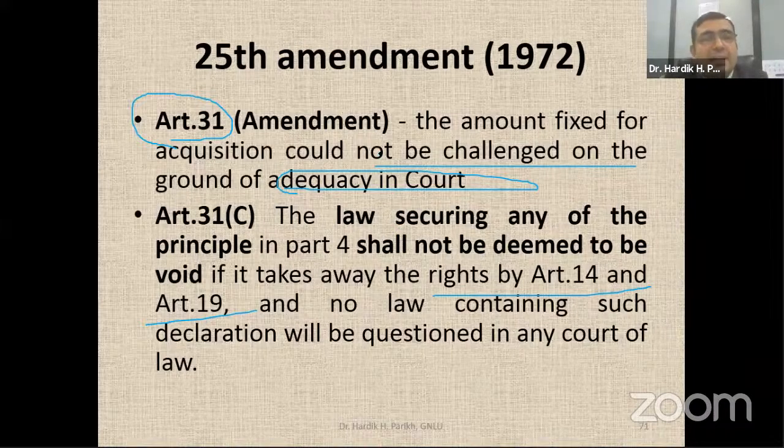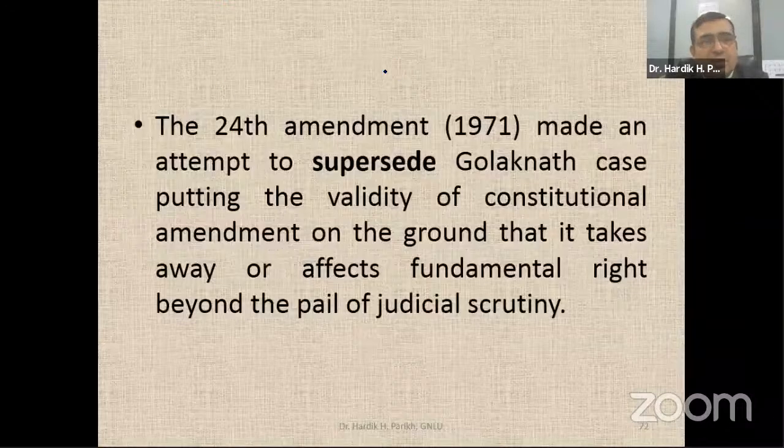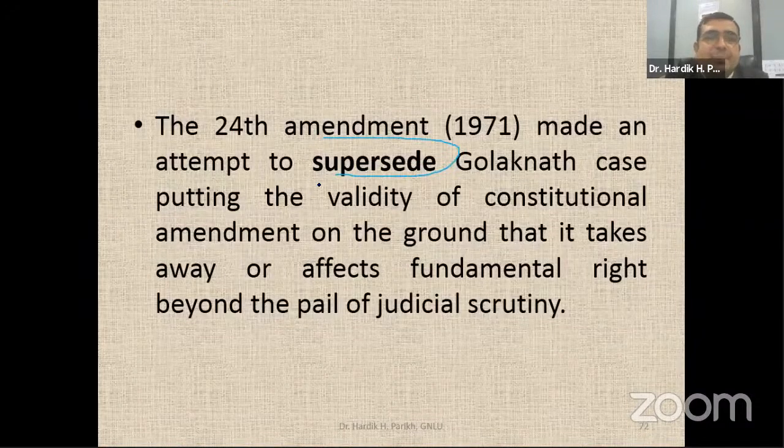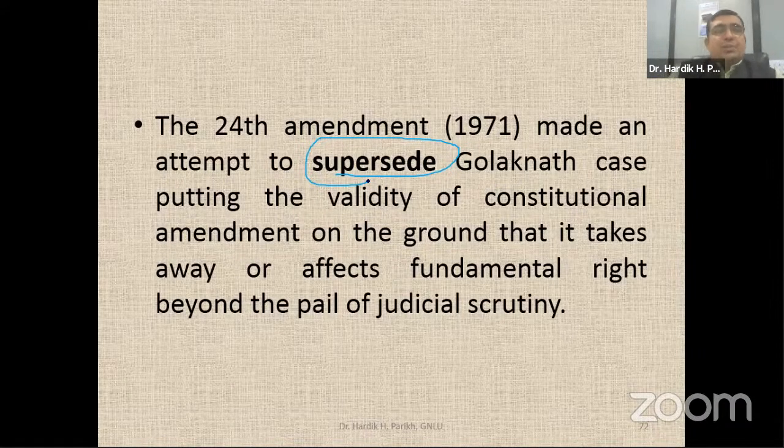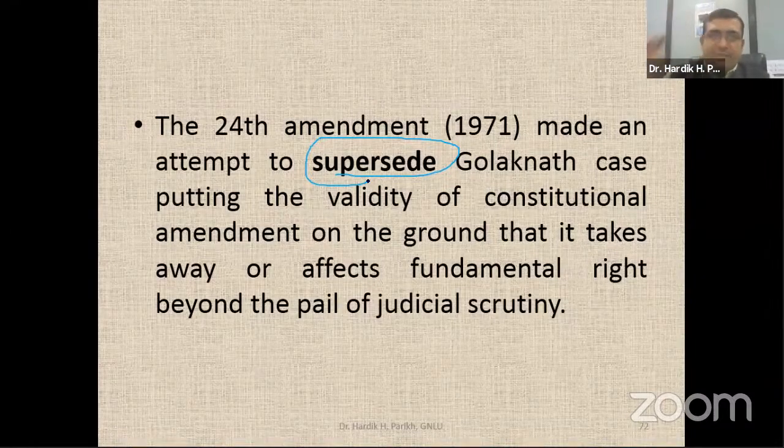So this article has been added, Article 31C. This is again one interesting amendment, and this was in order to supersede the Golaknath judgment. Now you see what Parliament will do now. The IC Golaknath judgment was tried to be superseded by the 24th Amendment, 25th Amendment.